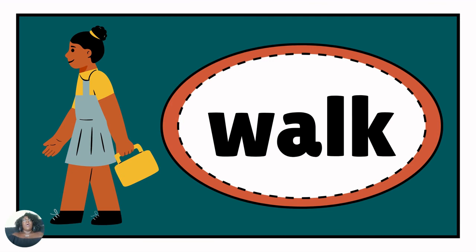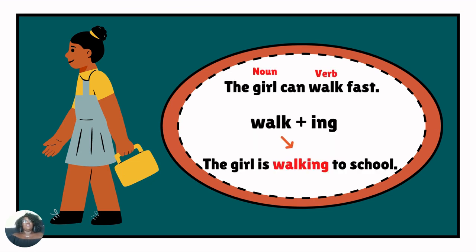Walk. This is something I like to do. Walk. Our sentence: The girl can walk fast. Girl is the noun. Walk is the verb. Walk describes what the girl can do fast. Walk plus ing becomes walking. Notice the arrow and the red word. The girl is walking to school. Walking is the action verb. It is showing an action, a physical action. Next slide.